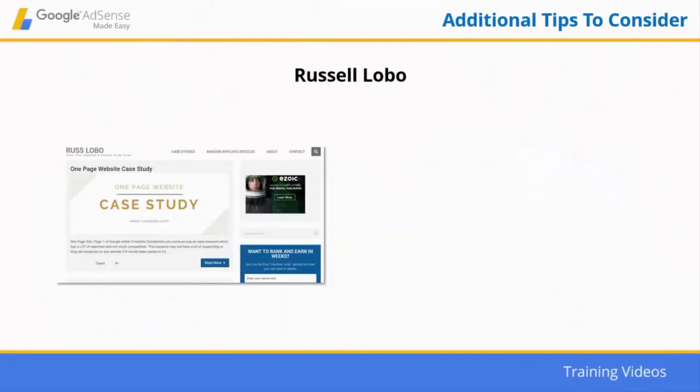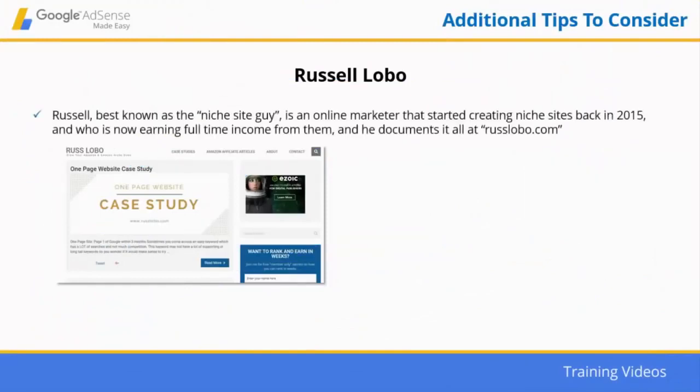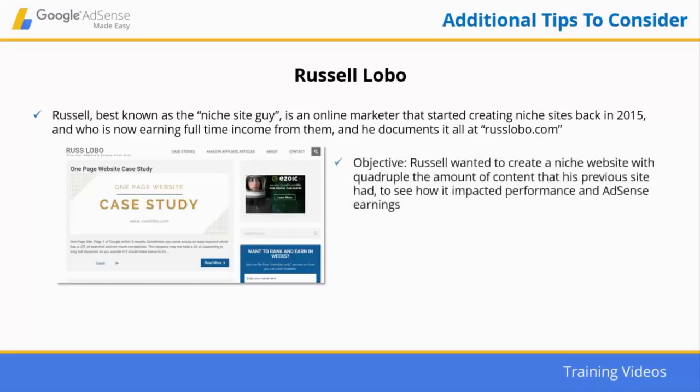Russell Lobo. Russell, best known as the Niche Site Guy, is an online marketer that started creating niche sites back in 2015, and who is now earning full-time income from them, and he documents it all at russlobo.com. Objective: Russell wanted to create a niche website with quadruple the amount of content that his previous site had, to see how it impacted performance and AdSense earnings.